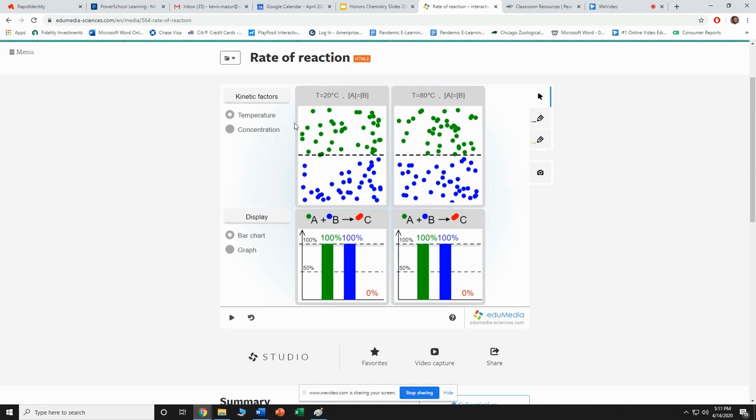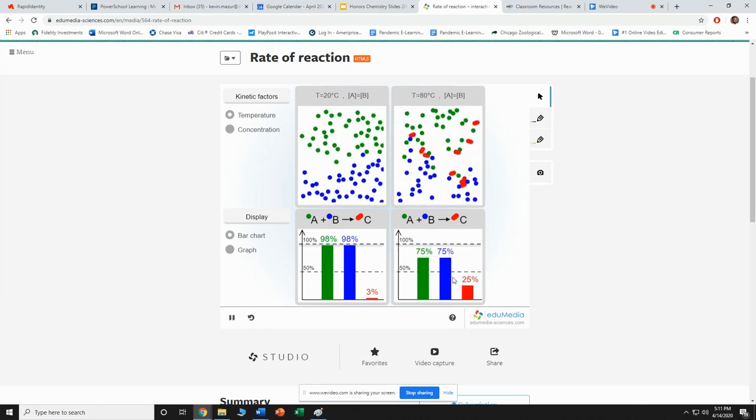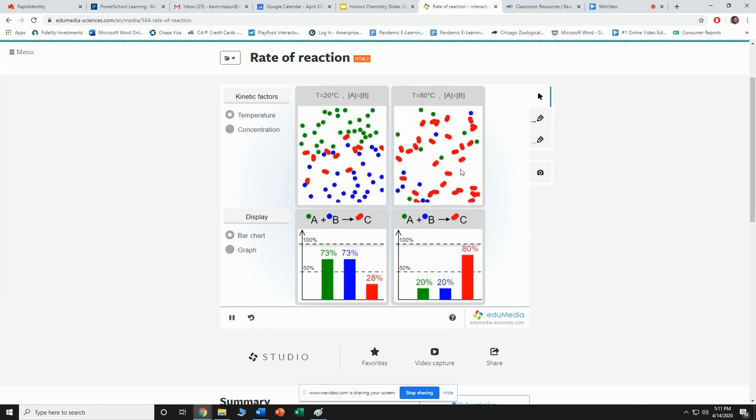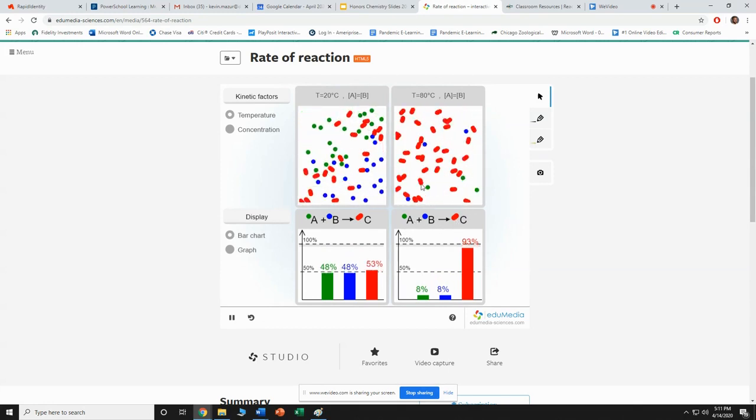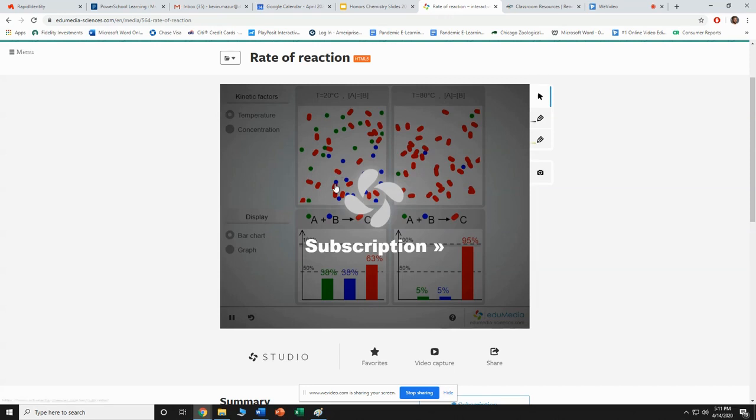So let's see what happens when I push play. Remember, this side's really cold, this side's really warm. The product that we're making is C. As you can see, a lot more quickly being used up, the A and the B particles, to make C particles over here. Over here, much more slowly. And if we think back to the demo in class with the hot and the cold water where we dropped in dye at the same time, remember how the dye swirled around and mixed up a lot more under hot temperatures? That's what you're seeing here.